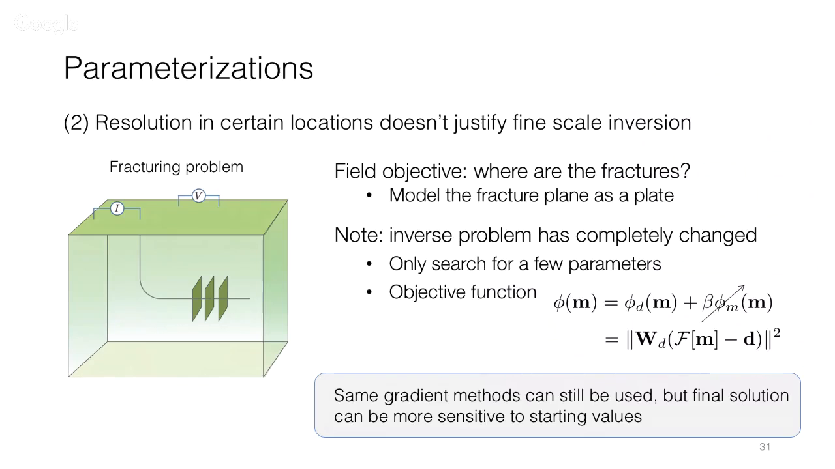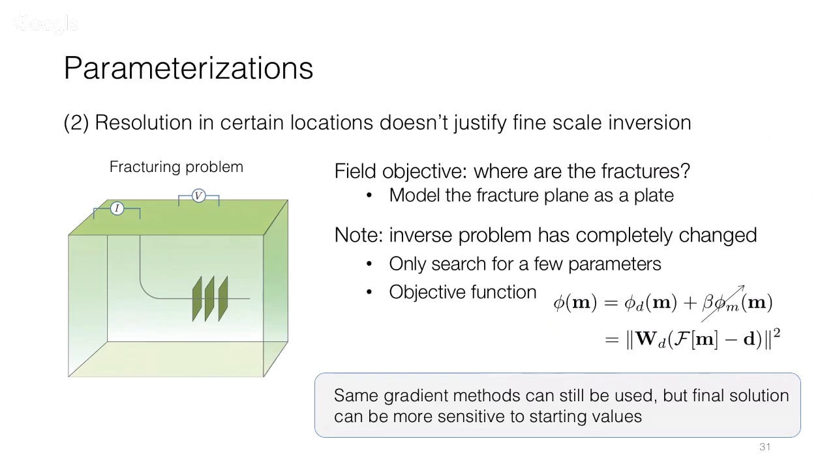So maybe you're better off to say, okay, for the inversion part, I'm just going to try to find a few plates here and their orientation and characteristics. That greatly changes the inverse problem. Now you really don't have so much an inverse problem as just a parameter estimation problem. So you actually can have an overdetermined problem, since you've got more data than you have unknowns.